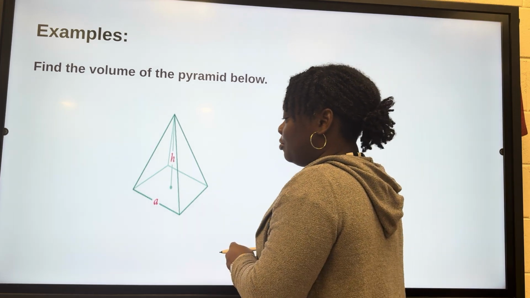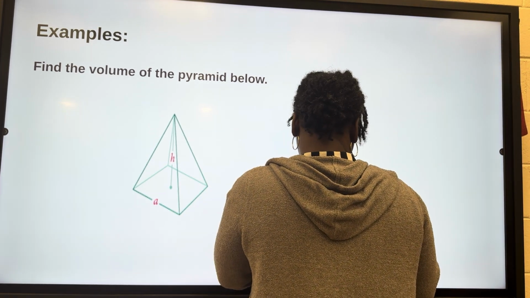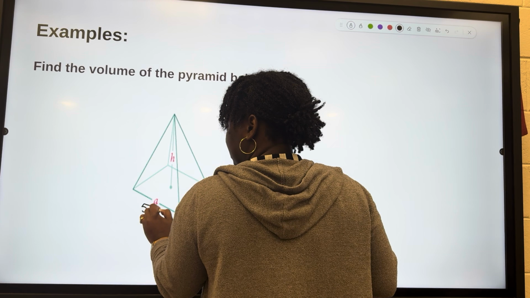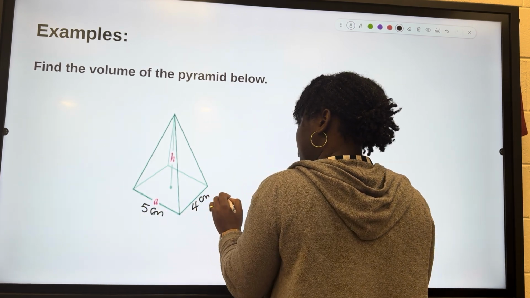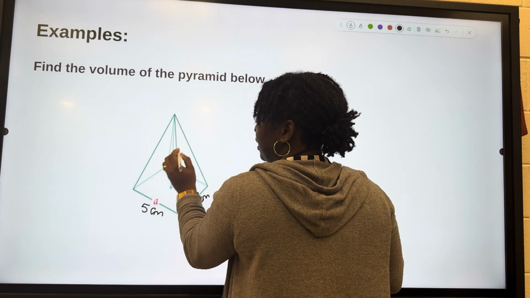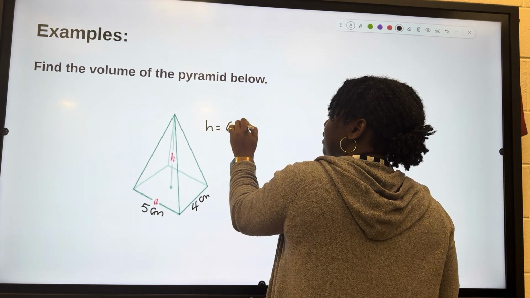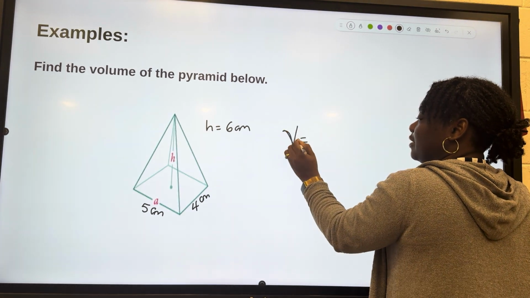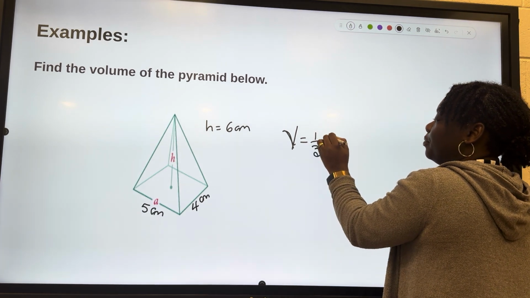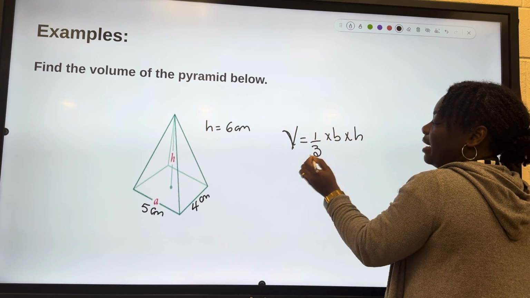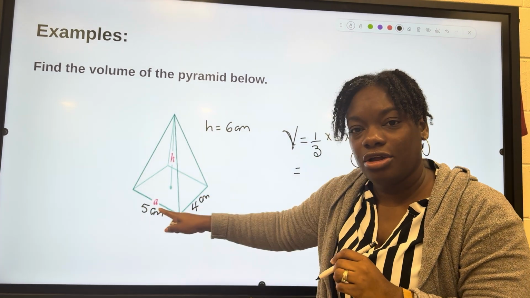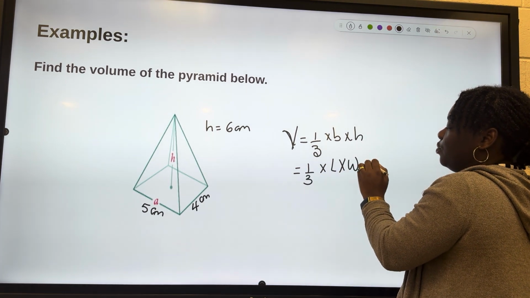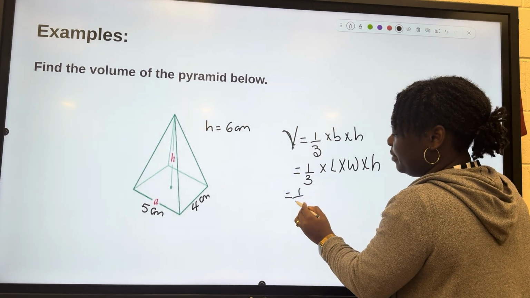All right, so let's go. I'm gonna put some numbers in here. So for this piece, I'm gonna call that 5 centimeters. I'm gonna call that 4 centimeters. And for my height, I'm gonna say that my height is 6 centimeters. All right. Remember the formula for the volume of the pyramid, that's a V right there, is 1/3 times my B times my height. In this case, my B is a rectangle, so that's 1/3 times the length times the width times the height. Let's plug that in.